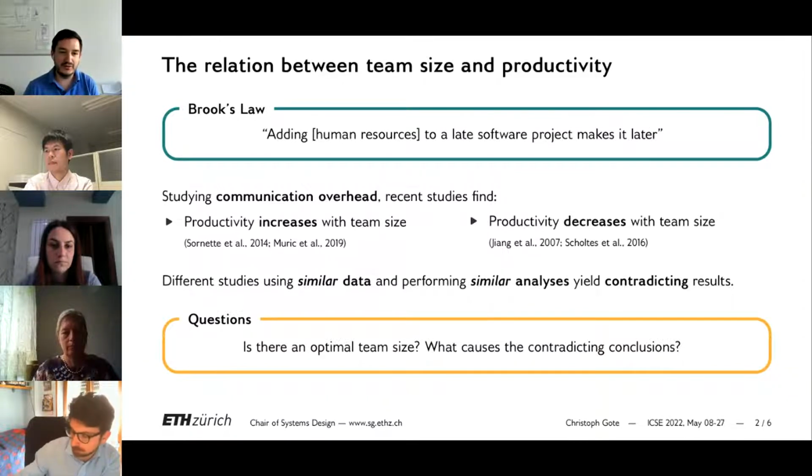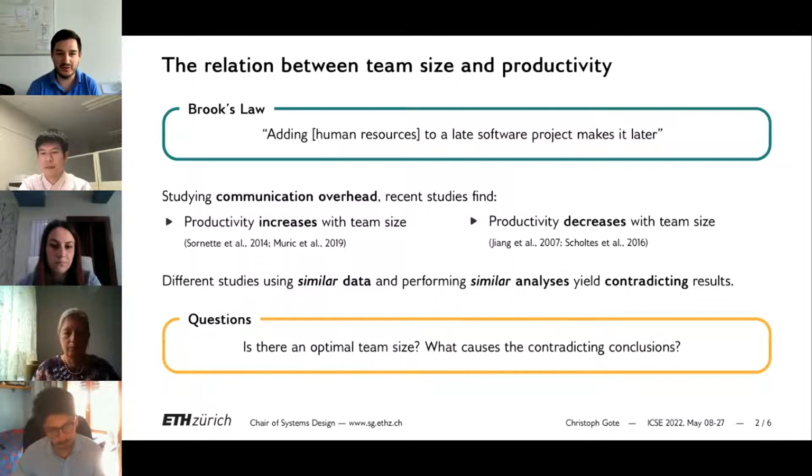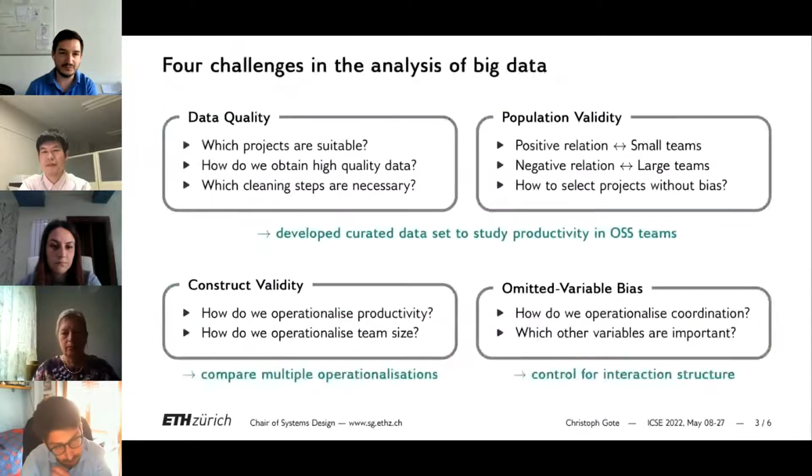In other words, using similar data and performing very similar analyses, different studies find contradicting results, which we argue should worry us. So the aim of this talk is to figure out, can we somehow combine the two results from these different publications? Is there an optimal team size? And if not, what causes these contradicting results in the data?